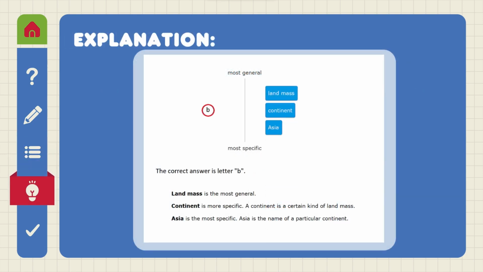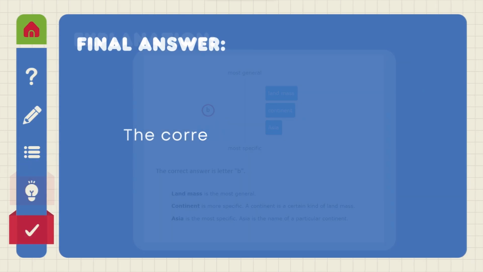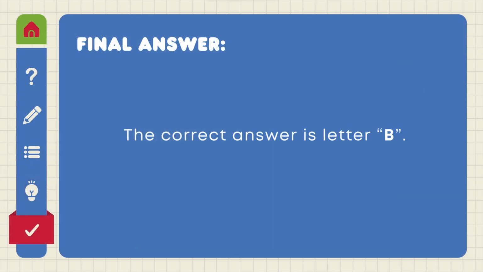Landmass is the most general. Continent is more specific. A continent is a certain kind of landmass. Asia is the most specific. Asia is the name of a particular continent. So for our final answer, the correct answer is letter B.